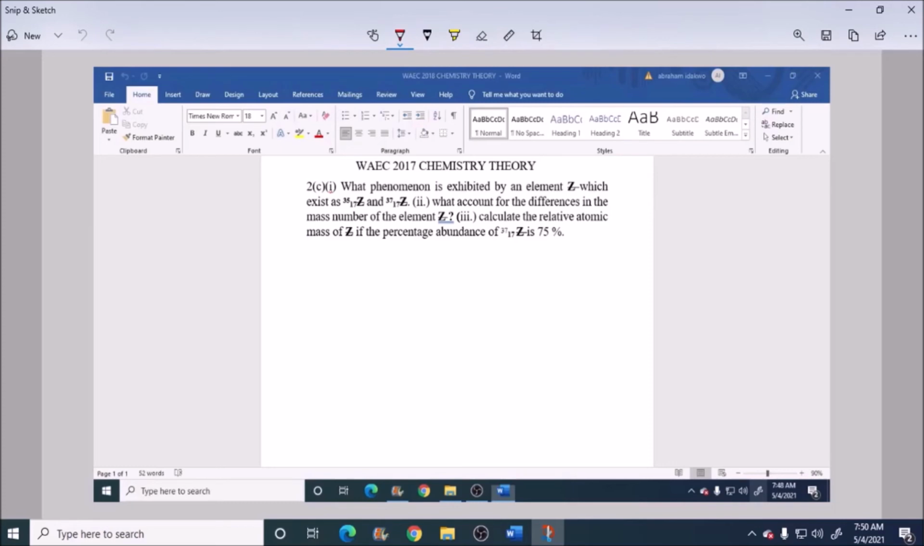So question 2C, Roman figure 1. The answer is isotopy. We should not forget that isotopy is the phenomenon whereby atoms of the same element have the same atomic number but different mass number. So 2C Roman figure 2.